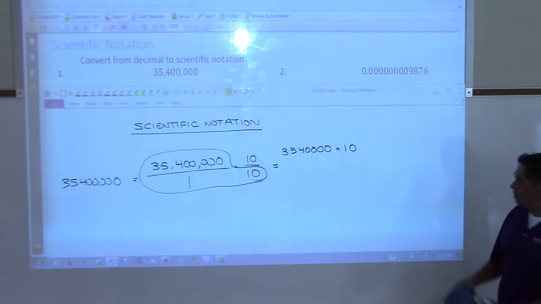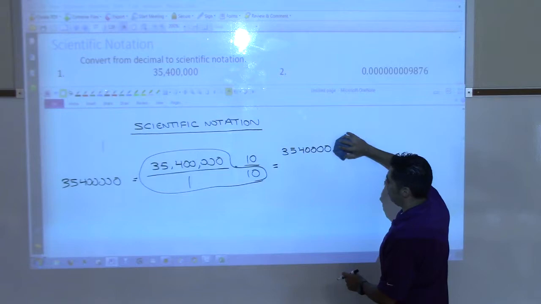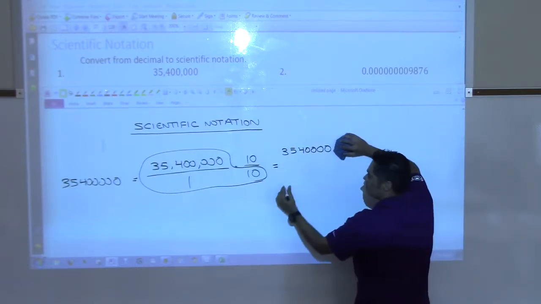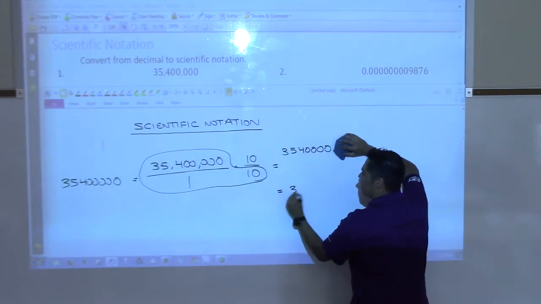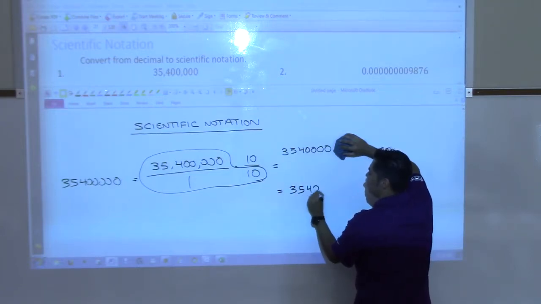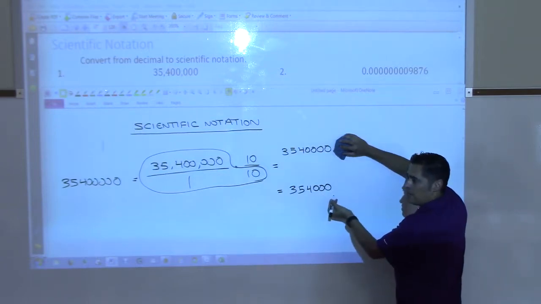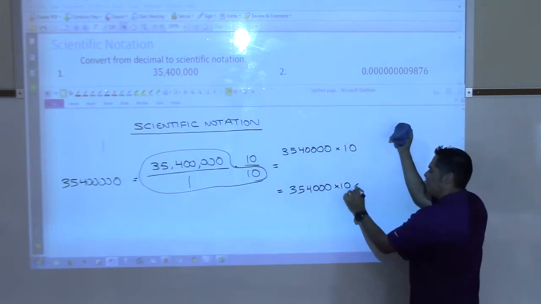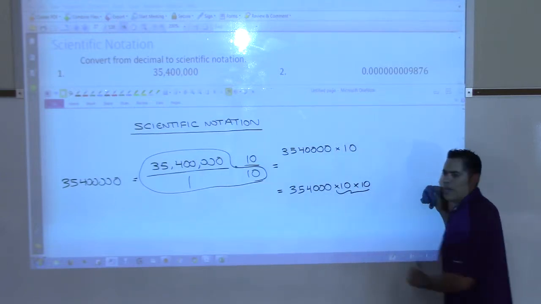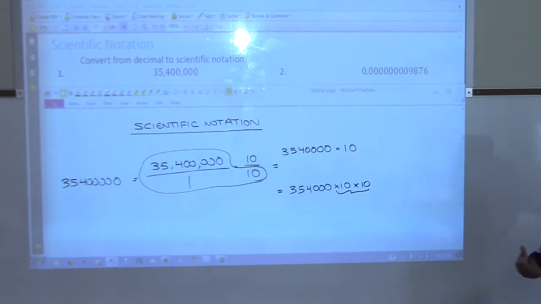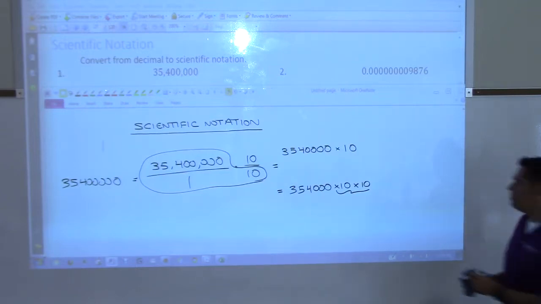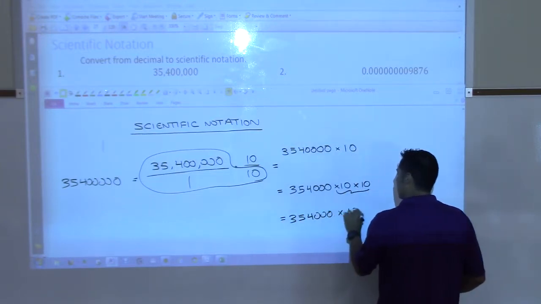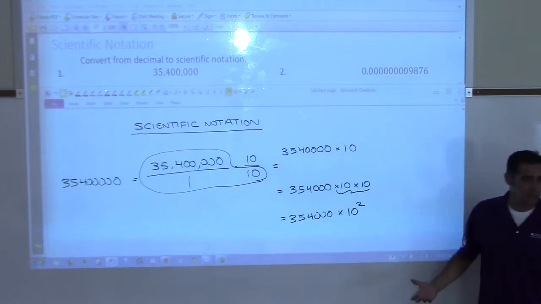Now, what if I do that again? What if I just cover that up, and what if I divide this by 10 and multiply it by 10 again? So if I divide it by 10, what happens? I lose one zero, don't I? But I have to multiply by 10 at the same time. But then I already had a 10. And what is 10 times 10? 100, or you could say 10 squared, right? So this is the same as 35,400,000 times 10 squared.